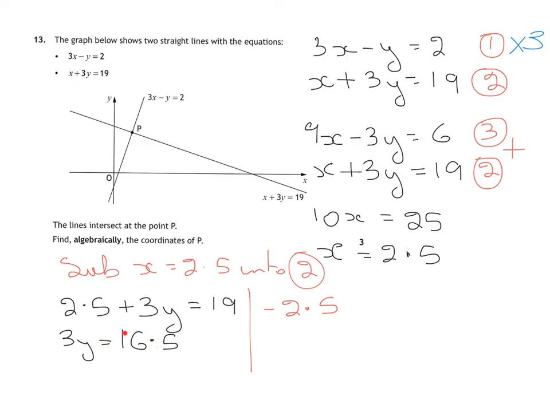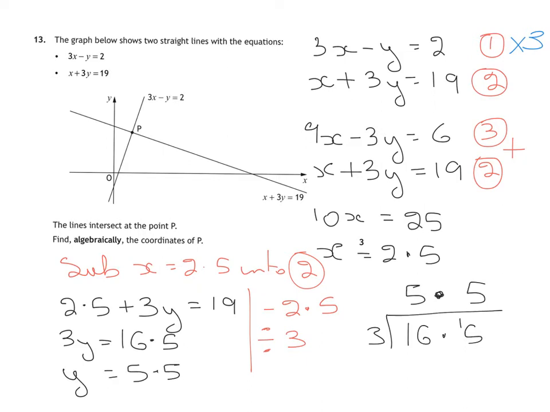So I take that 16.5 and we are going to divide it by 3 to find out what our y coordinate is. Now if you need to do a little bit of side working, 16.5 divided by 3: 16 divided by 3 is 5, we have a remainder 1, put in your decimal point, 15 divided by 3 is 5. So we now have both coordinates. X is 2.5 and y is 5.5. But we need to write it in as coordinates. So P is equal to 2.5, comma 5.5. That's the intersection of your two lines.